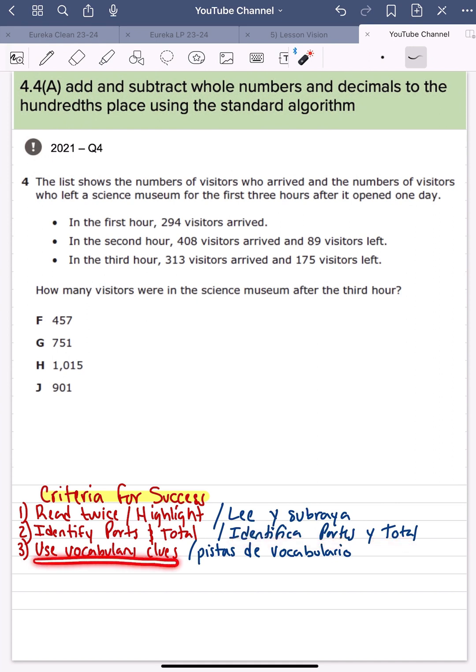Also, boys and girls, as you heard me talk about just a few seconds ago, vocabulary clues. Pistas de vocabulario. And that vocabulary clue, guys, is when people arrive, you're adding, right? And when people leave, you're subtracting them.